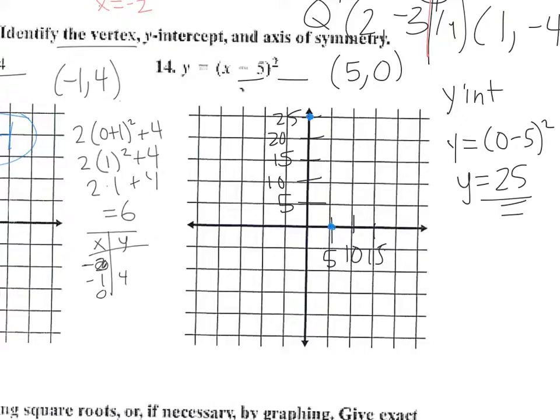25 is my vertex. 25 is my y-intercept. So I'm going to draw my line of symmetry, my axis of symmetry. The equation's x equals 5. And now I can put this point over here because it's symmetric. And I can draw my curvy parabola.